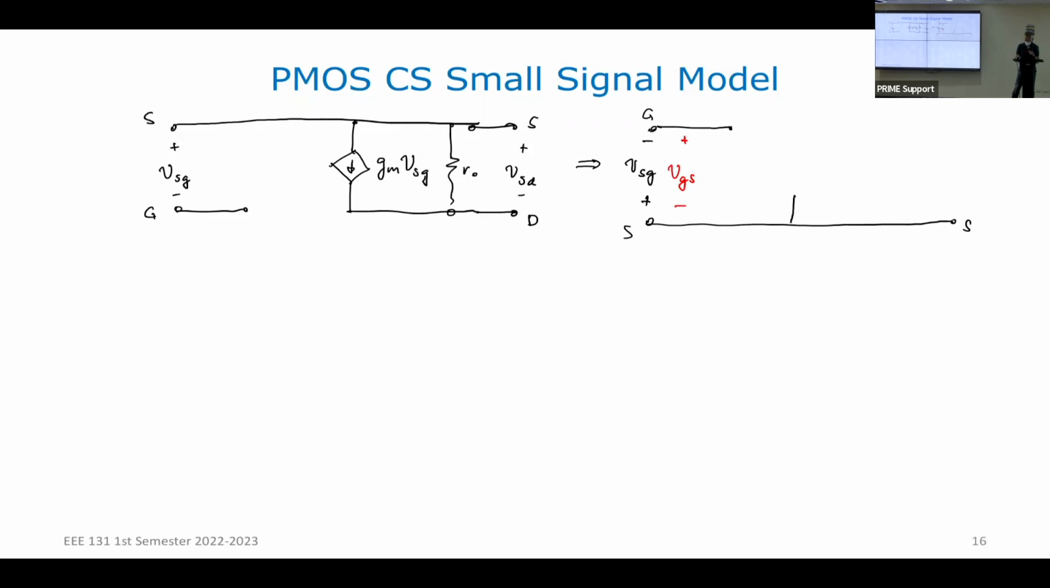Okay, my current source is pointing upward. So this is gm VSG, which is equal to minus gm VGS. If this is gm VSG, that is equal to minus gm VGS, kasi binaliktad ko yung subscript rito. Okay. And then I have my resistor here, rO. So this is plus minus VSD, which we can write as plus minus VDS.